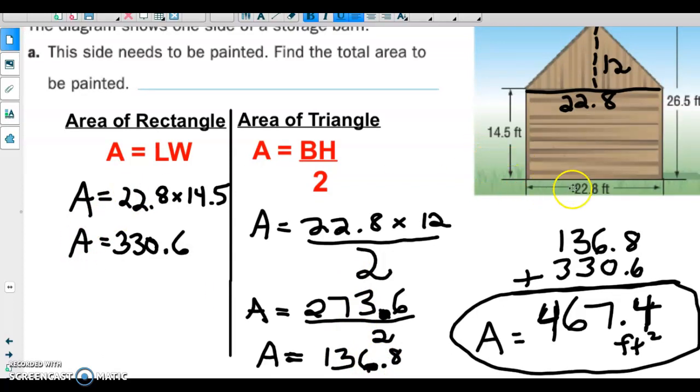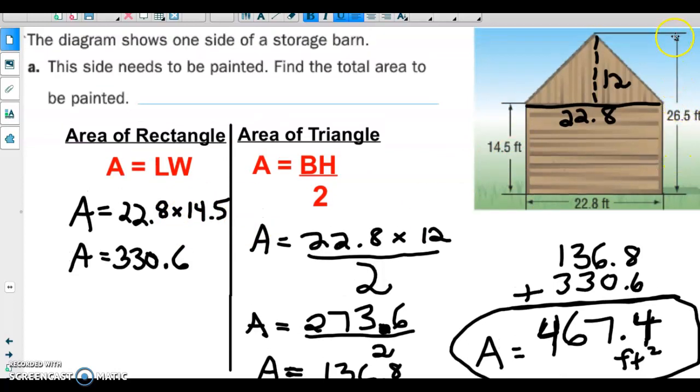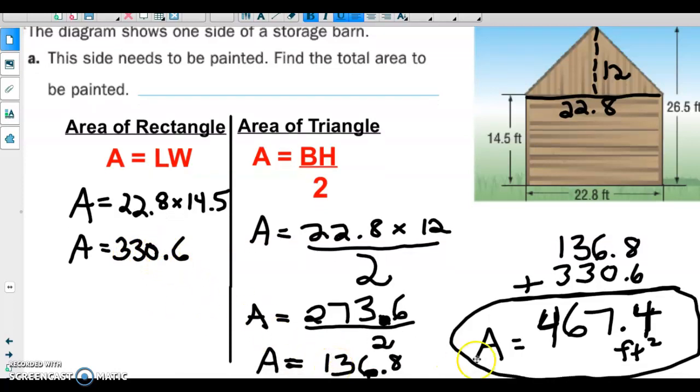My rectangle was 22.8 times 14.5. Okay, I wouldn't use the 26.5 because that's this whole distance right here. And the rectangle, the width was 14.5. So when I multiply those two numbers together, I got 330.6. When you add the two areas together of the triangle and the rectangle, this is your final answer.